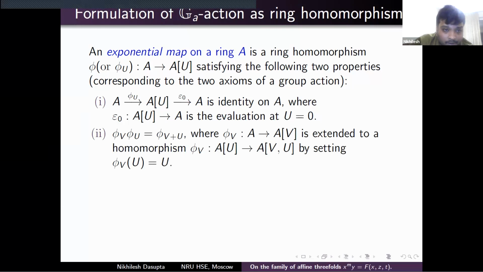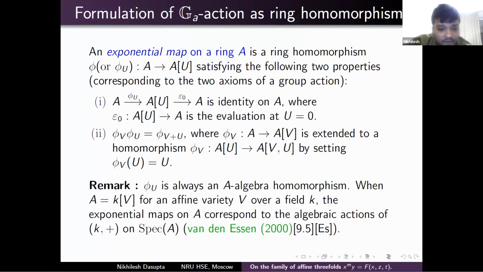So what is that? First of all, if I apply phi_U, I will go from A to A[U]. Now, if I want to apply phi_V, a priori we know phi_V is only defined from A to A[V]. How to extend that? One has to extend phi_V from A[U] to A[V,U]. You just keep U fixed, and you apply the usual phi_V on the elements of A. And the composition must be equal to phi of V plus U. It looks very technical, but when you deal with very simple examples, they will turn out to be true.